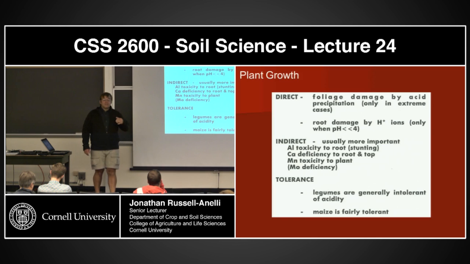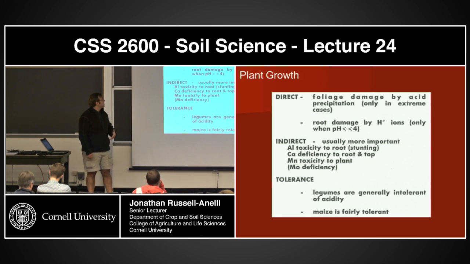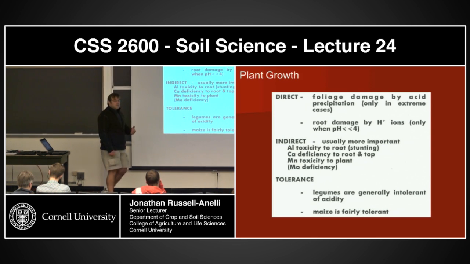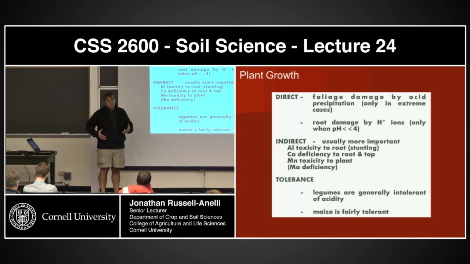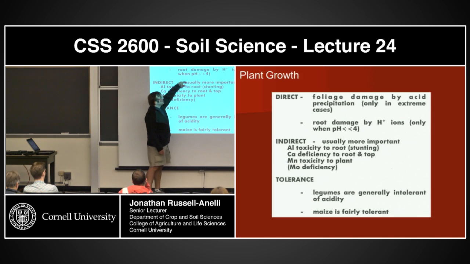Now, how does this in fact affect plant growth? Well, there can be some direct impacts. Foliar damage when I have really high acidity, sort of if I have acid rain or something like that, the acid is actually literally going to damage the plants. And I will also have root damage at pHs that are lower than 4.